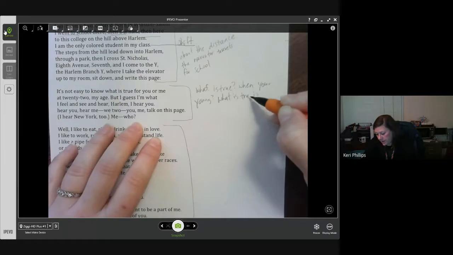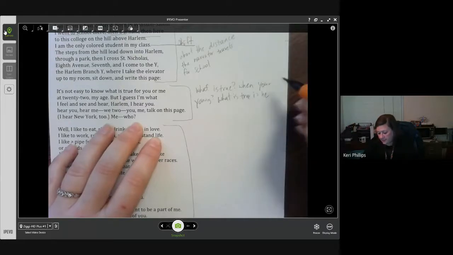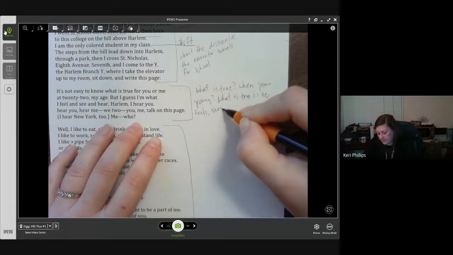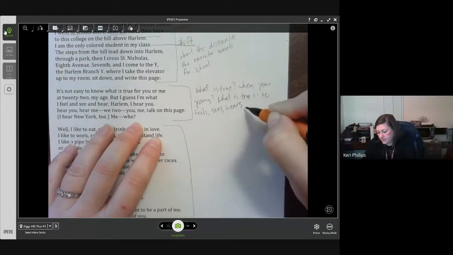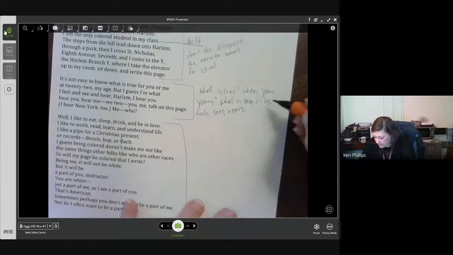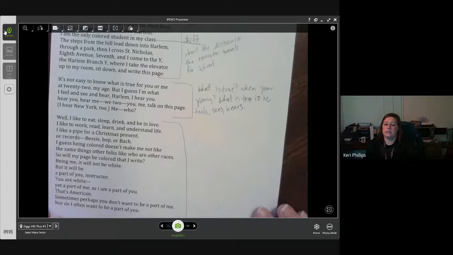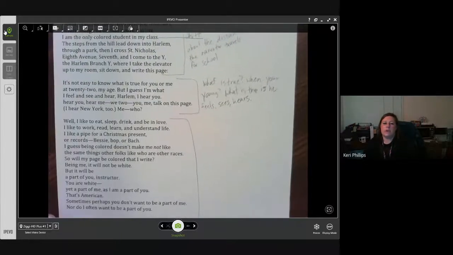True. I'm writing, what is true is he feels, sees, hears. My handwriting is really bad, you guys. I apologize. So he's wondering what's true, especially when you're young. And then I wrote, what is true is he feels, sees, and hears. So what he's experienced, what he feels, what he sees, what he hears in the world is what's true, is what he's saying.